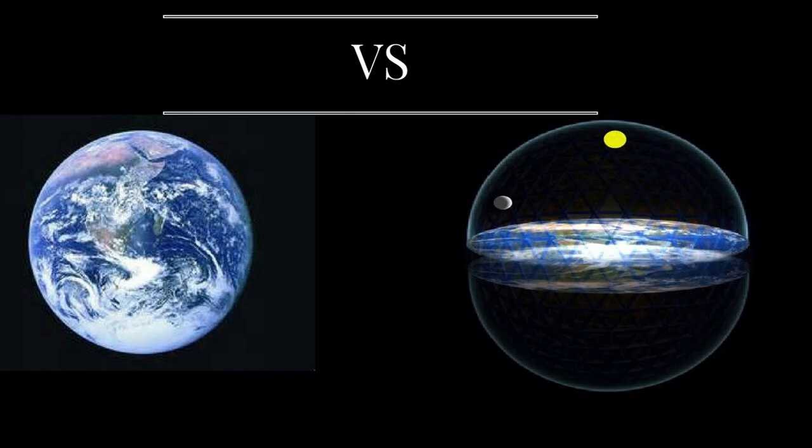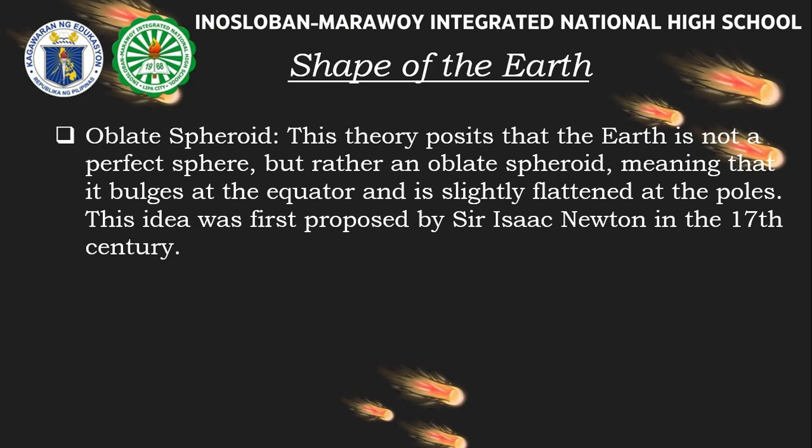Next. We have the oblate spheroid. Yung oblate spheroid naman, ito yung tanggap na shape ng earth, which is lagi namang natatanong pag may mga quiz, what is the shape of the earth? Napaka-basic question yan. Oblate spheroid yung pinaka-sagot. So this theory posits that the earth is not a perfect sphere, but rather an oblate spheroid, meaning that it bulges at the equator and is slightly flattened at the poles.